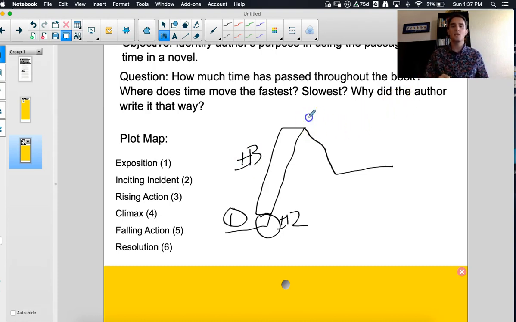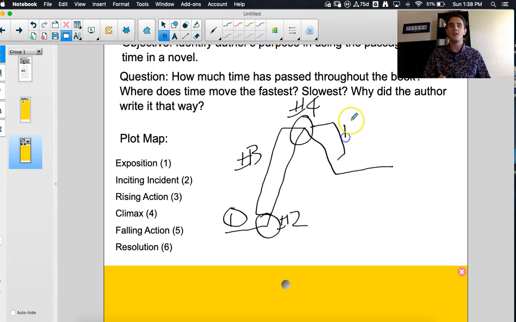We get to the peak, which is our climax, number 4. My handwriting's not the best. That's when our character has to make a pivotal decision. So it's either going to go one way or it's going to go the other way. The common misconception with the climax is that it's the most exciting thing to occur. It doesn't always have to be the most exciting thing. Often it is, though.